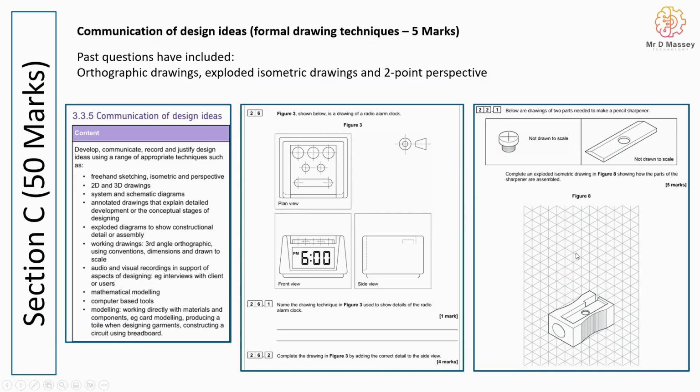The one on the right-hand side here is an isometric exploded view. You've got an isometric grid there, and it wants you to add these components to the drawing in an isometric, in an exploded view. So the blade here would be elevated vertically above, and the screw above that on the grid in relation to where they would seat on the actual pencil sharpener.